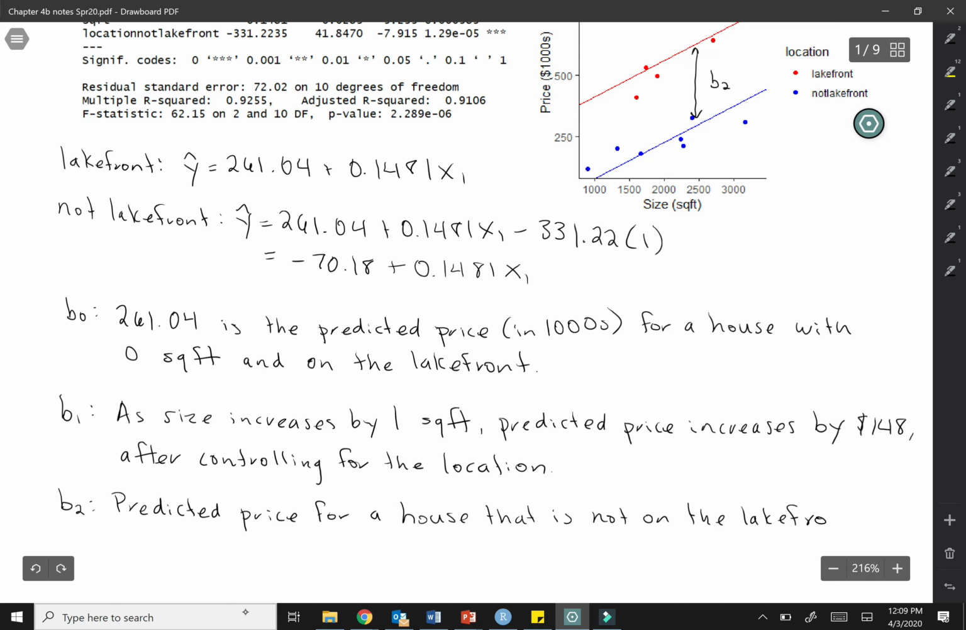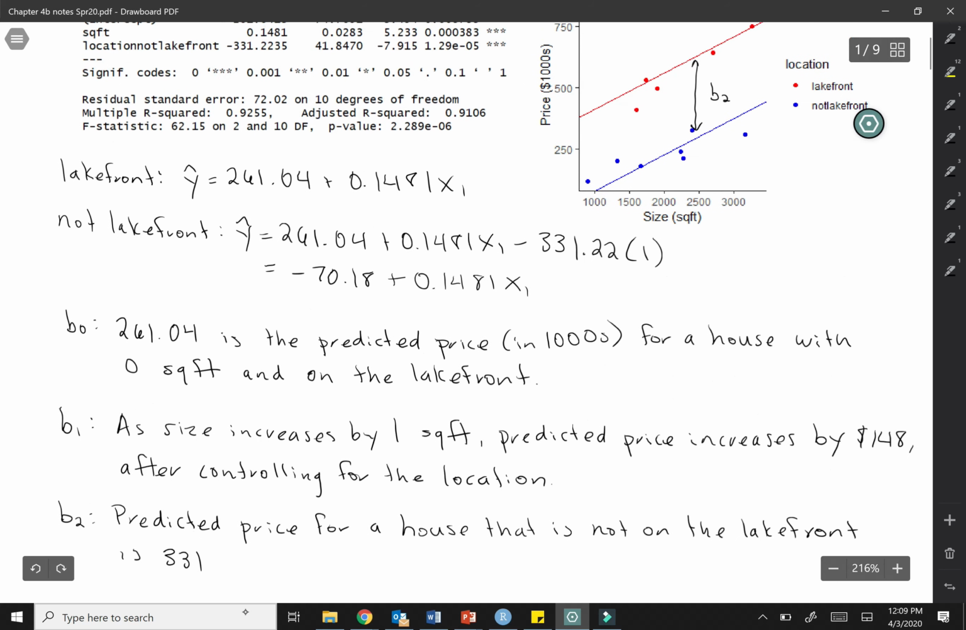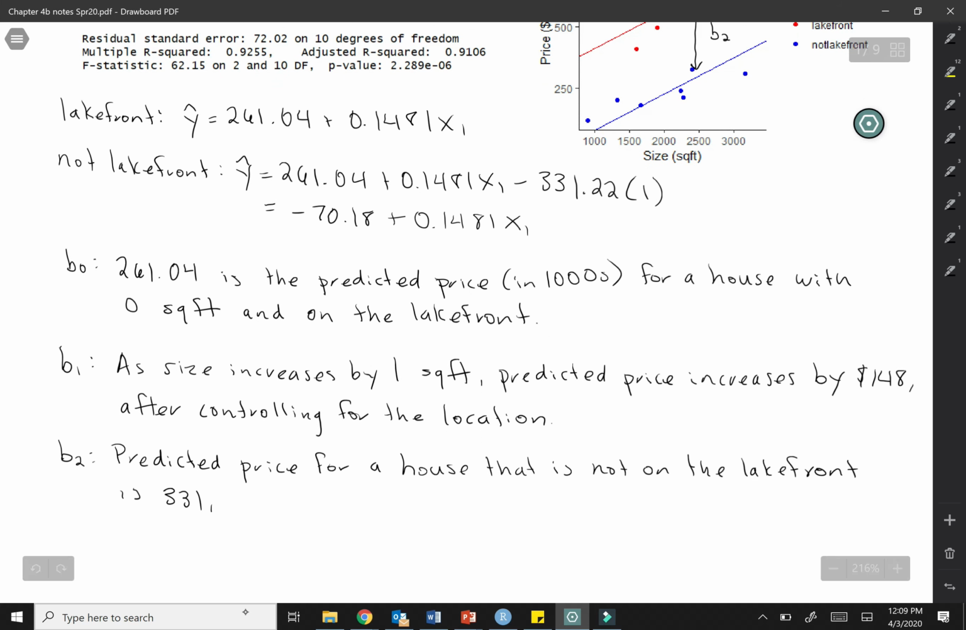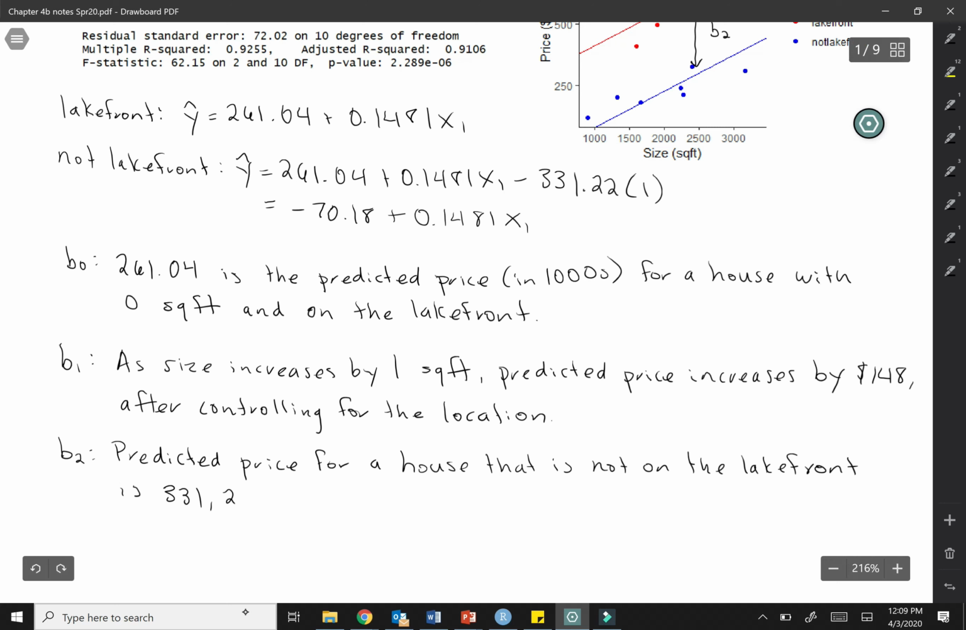and it's negative, so we would say predicted price for a house that is not on the lakefront is 331. Remember, this is in thousands. Let's go ahead and convert to keep it simple. $331,224 lower than for a house that is on the lakefront.